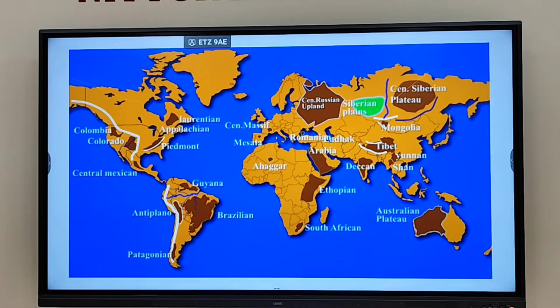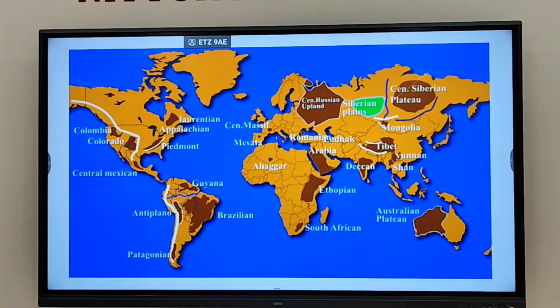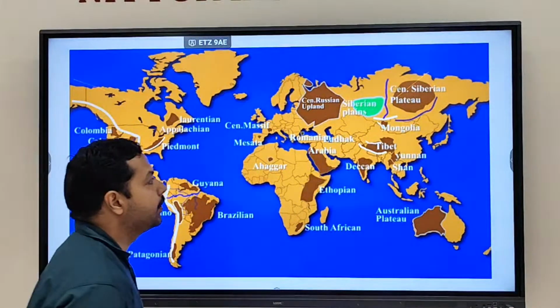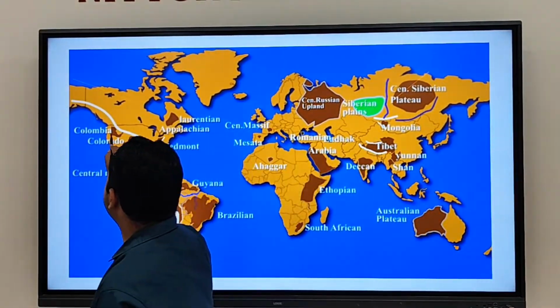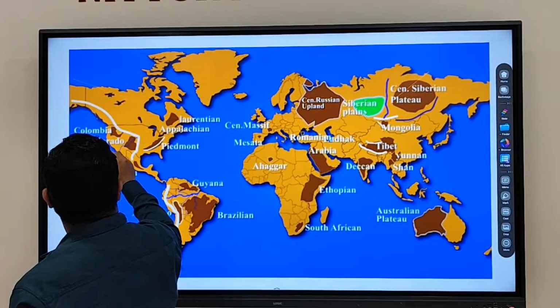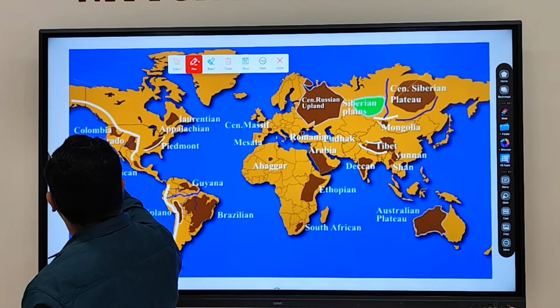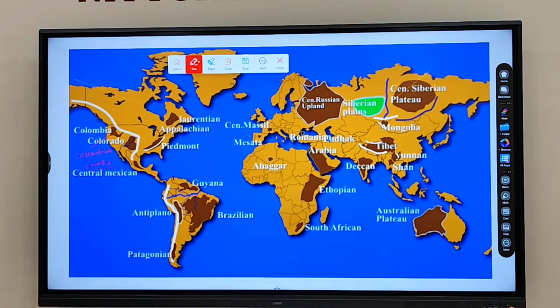C-O-L-O-M-B-I-A. Columbia Plateau. It is also referred to as the Columbia Snake Plateau, as the Columbia River and its tributary, the Snake River, flow through it.